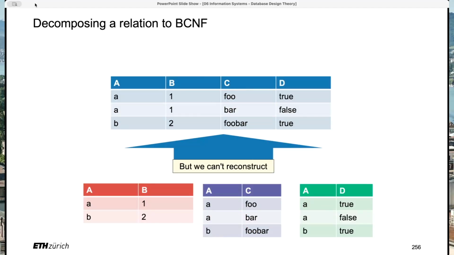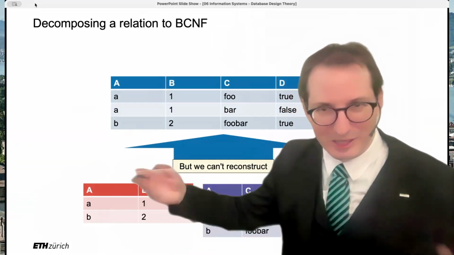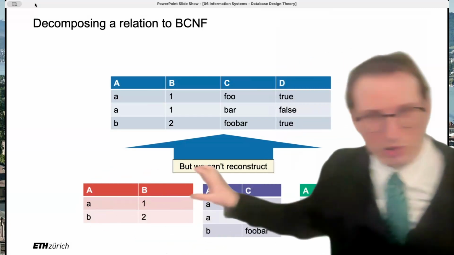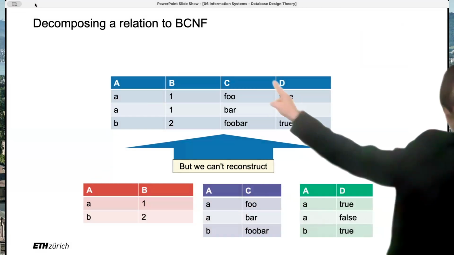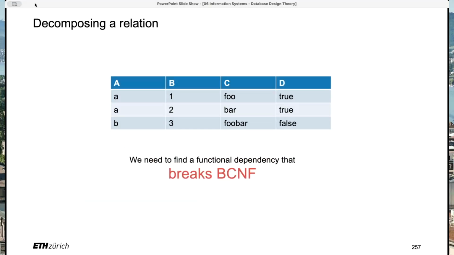But the problem with this naive apparent solution of just decomposing into tables with 2 columns is that if you join this with that, you're not going to get back this table. So this doesn't work. It's a bit more complicated than that. Instead, there is an algorithm, a way to find how to decompose the original table.